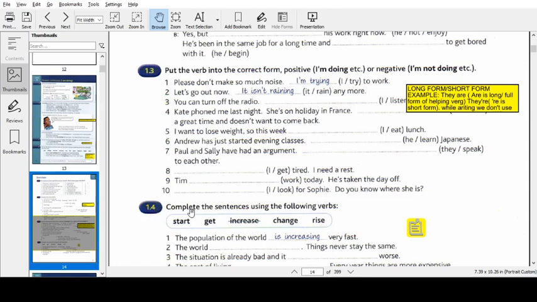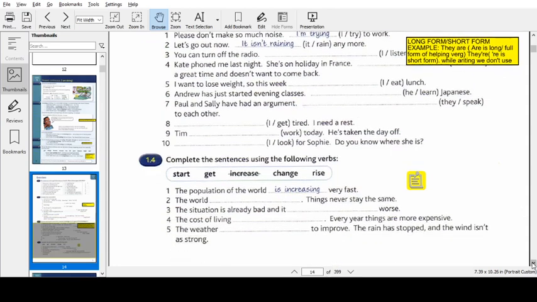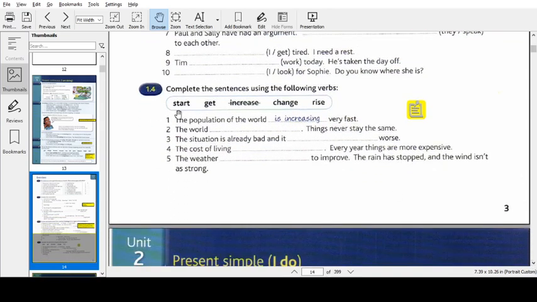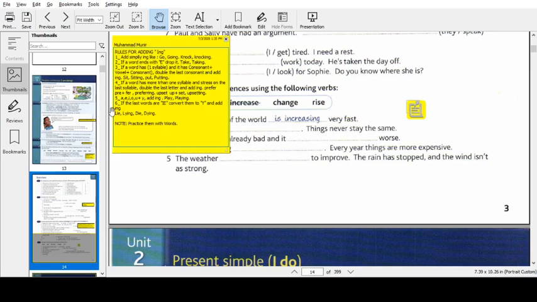Exercise 1.4. Complete the sentences using the following verbs. Please look at the verbs. This is start, get, change, rise. Here I am going to explain certain rules of adding ing, because in present continuous you have to add ing. So how can you know where you have to add ing? There are certain rules for adding ing.